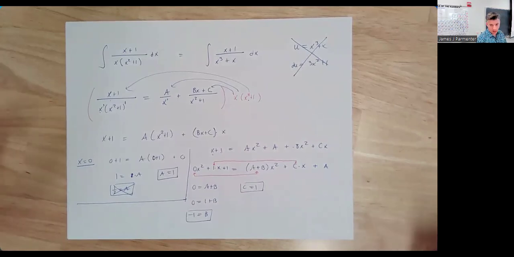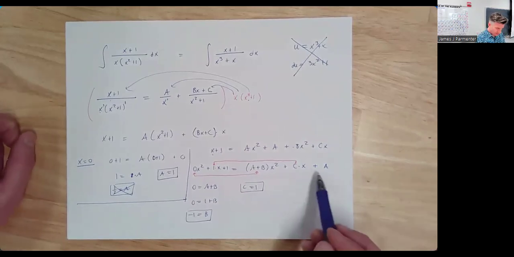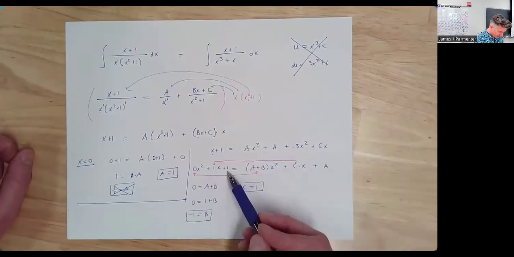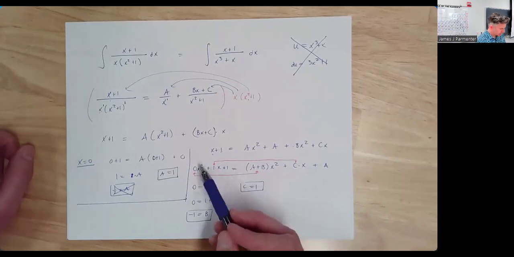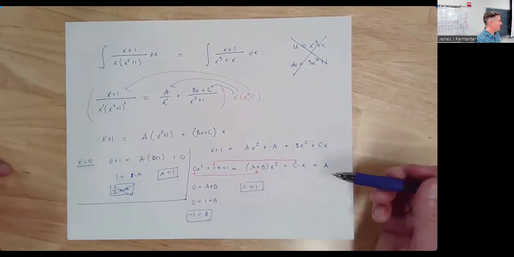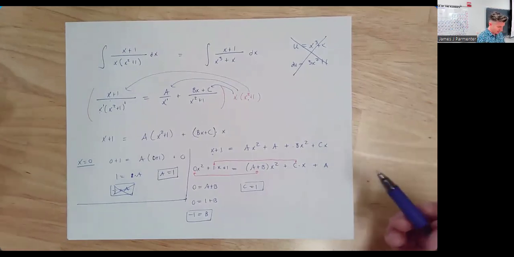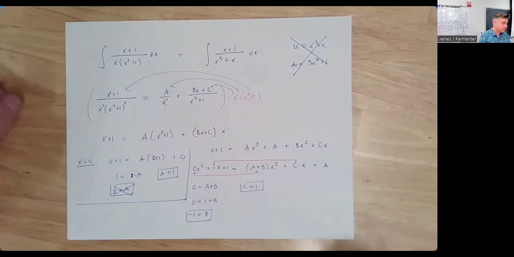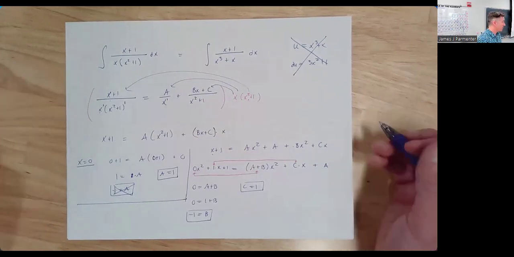Some people, not me, prefer to just do it this way. And just say, I'm going to get a equal to 1, and then c equal to 1, and then a plus b equal to 0, so b has to equal -1. It's fine in some examples, but sometimes it's really not. So I would always recommend using what I like to call the convenient values of x and then equating coefficients if we need to. But it's a matter of preference.